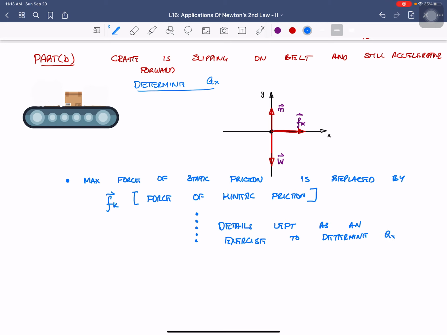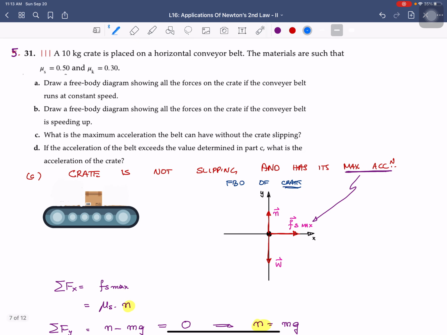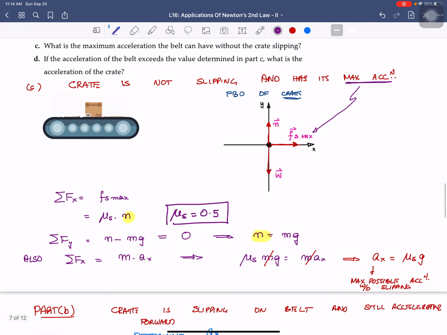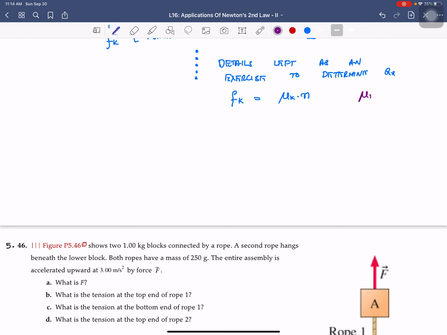a sub x. The only thing to note here is that the force of kinetic friction is mu sub k times the normal force. And remember, in the statement of the problem, mu sub s and mu sub k are both given. So in the first part, the mu sub s that you have is 0.5. And in the second part, when there is slipping, you've got mu sub k, which is 0.3. That's the only big difference, and you can use this to figure out what the acceleration of the crate is going to be. Okay, and I will let you handle that one.